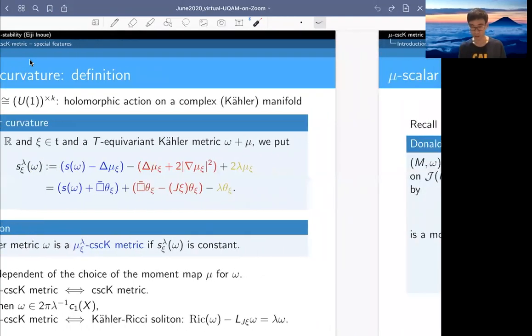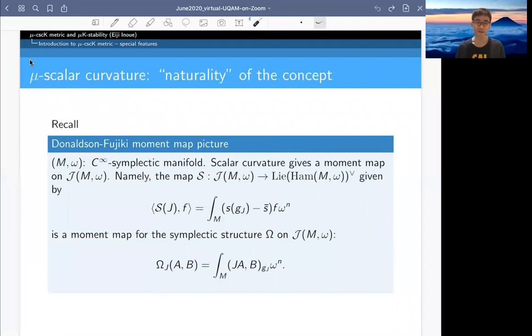Okay, and I will motivate the mu scalar curvature by a moment map picture. Let us first recall the usual Donaldson-Fujiki moment map picture, which characterizes the scalar curvature in Kähler geometry. Let M be a symplectic manifold endowed with a symplectic structure, and consider the space of almost complex structures on M compatible with omega, and put the symplectic structure on this infinite dimensional space by this integration, where A and B are elements of the tangent space of this infinite dimensional space, which can be regarded as endomorphisms of the tangent bundle. So this makes sense.